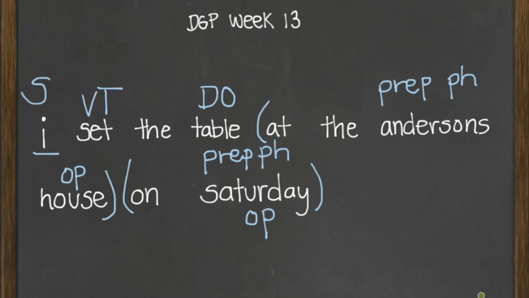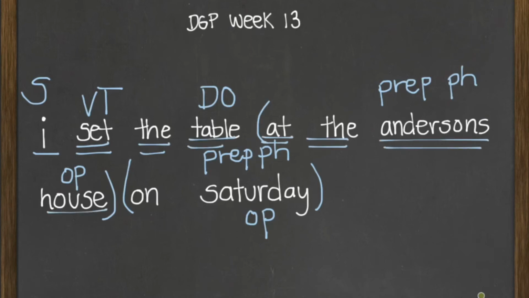Let's go ahead and underline our verb, our primary verb, 2 times. And now I can look through and see if everything's describing I or set. Is it I, the table at the Andersons' house on Saturday, or set, the table at the Andersons' house on Saturday? The second one made more sense. All of this is going to be underlined 2 times because it's part of the complete predicate, the complete verb.